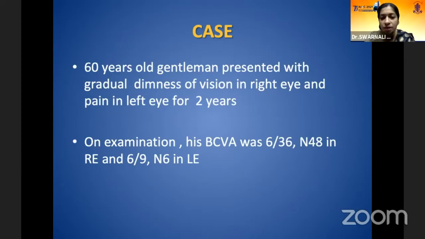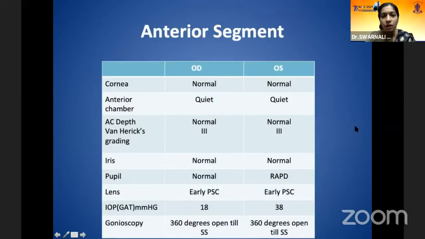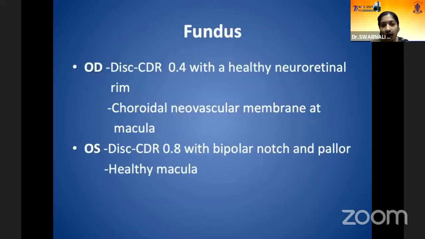On examination, his best corrected visual acuity was 6/36 and 4/8 in the right eye and 6/9 and 6 in the left eye. On anterior segment examination on slit lamp, the anterior segment was found to be normal in the right eye except for an early cataract. But in the left eye, a relative afferent pupillary defect was noted and the intraocular pressure was high. It was around 38 millimeter of Hg on Goldmann applanation tonometry. Gonioscopy was done, which revealed open angles.